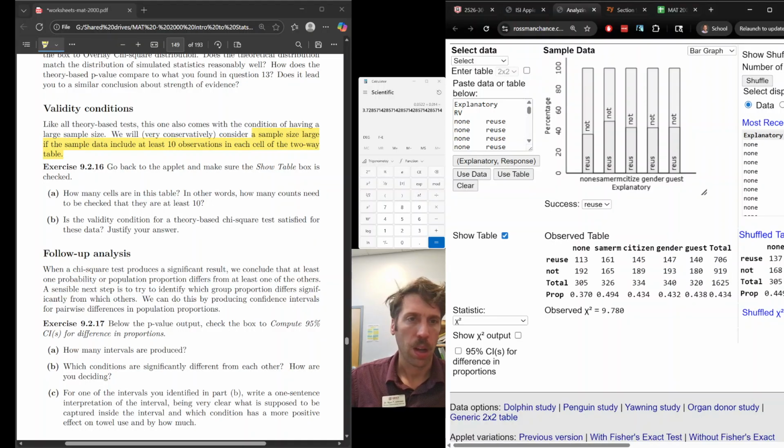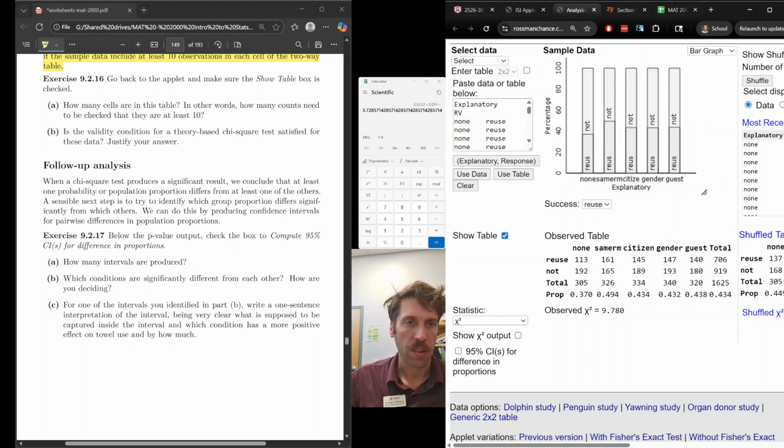So, how many cells are in this table? In other words, how many counts need to be checked if there are at least 10? I'll let you count that. Is the validity condition for a theory-based chi-squared test satisfied for this data? So, of all the counts there, are all of them greater than 10?